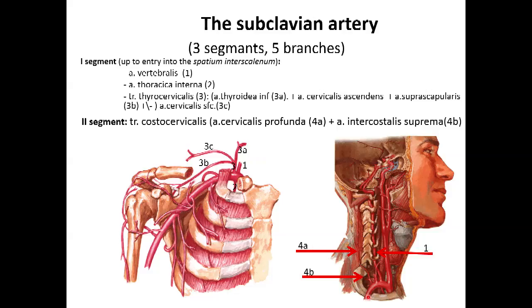4A is arteria cervicalis profunda and 4B is arteria intercostalis suprema. So truncus costocervicalis is also quite short, and then it is divided into two different vessels, arteria cervicalis profunda 4A and arteria intercostalis suprema 4B. Unfortunately, usually it's quite difficult to demonstrate all these vessels in the specimen.